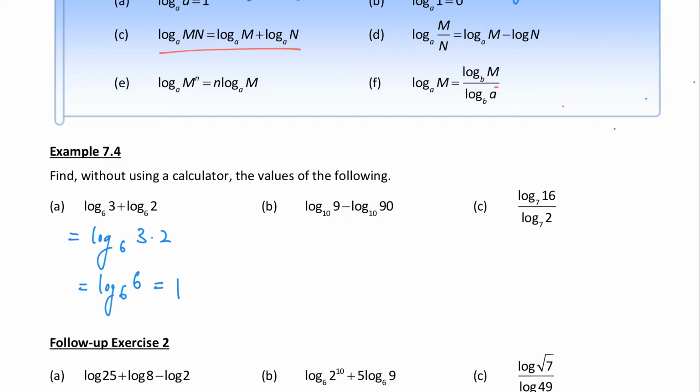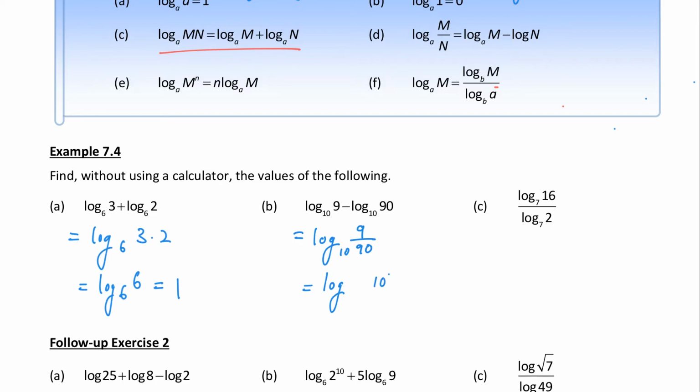Part B: log 9 with base 10 minus log 90 with base 10. Which property can we use? Can you observe? They are similar. Log m minus log n is equal to log of m over n with base 10. So log of 9 divided by 90 is equal to 1 over 10.